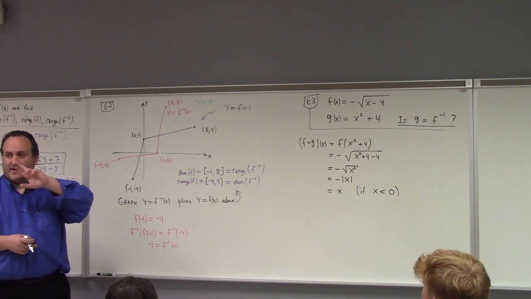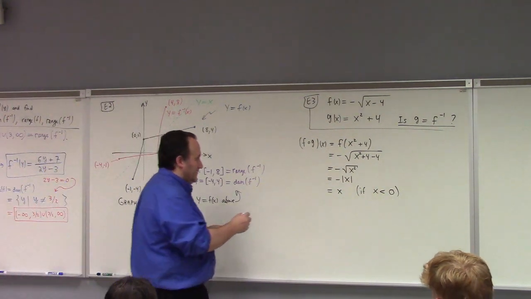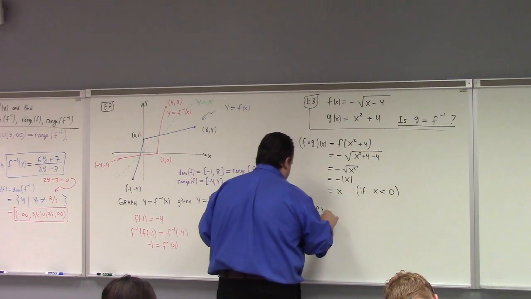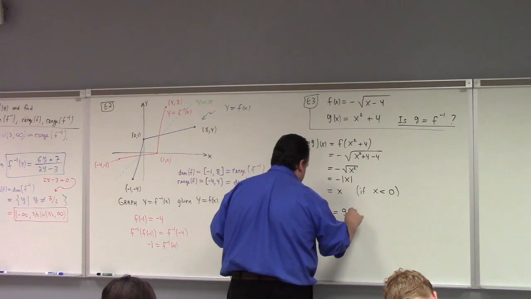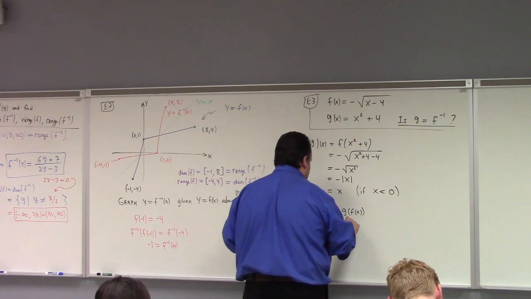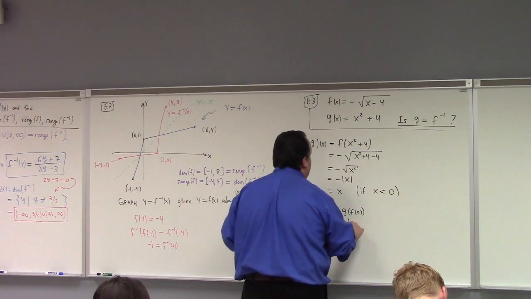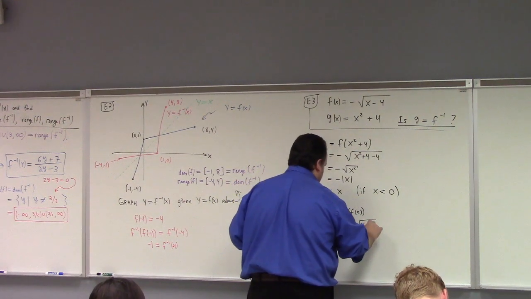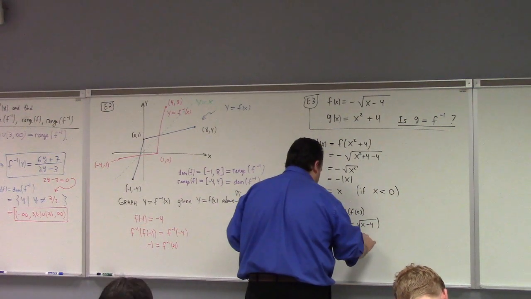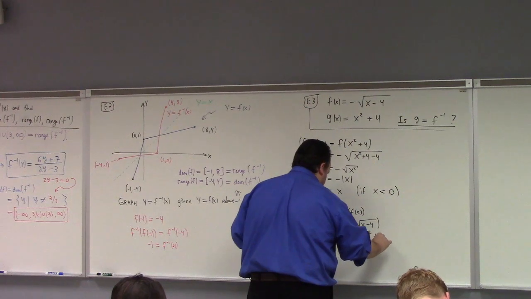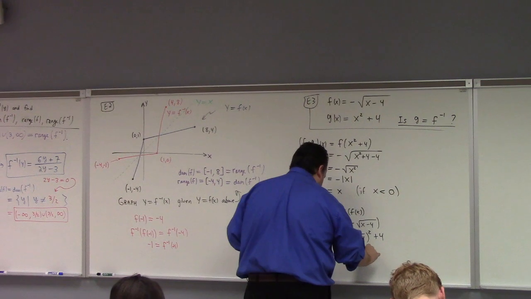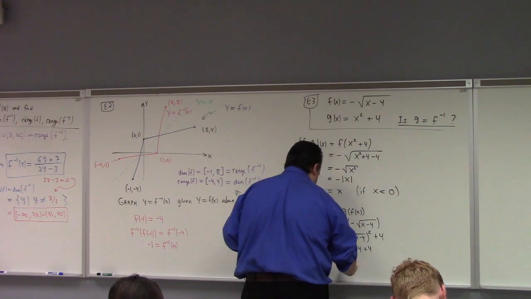That's half of what we need. What was the other half? We also need g composed with f of x is equal to what? g of f of x, which in this case is g of minus the square root of x minus 4, which is minus the square root of x minus 4, quantity squared, plus 4, which is incidentally x minus 4 plus 4, which is x.